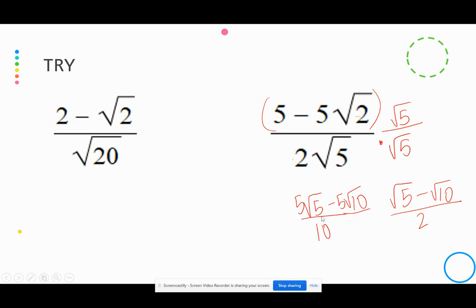And if we look, all the coefficients are divisible by 5, so we have to take that 5 out. If we don't, it's not in simplest terms. And that's what we need it in. So that becomes square root of 5 minus square root of 10 all over 2.